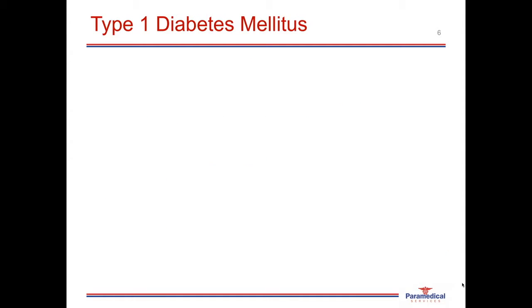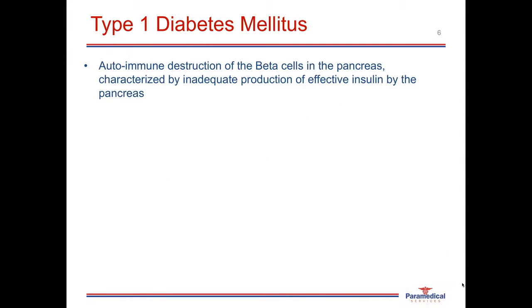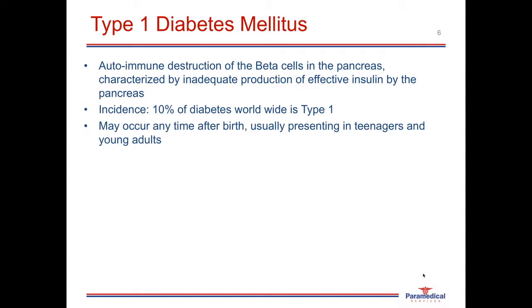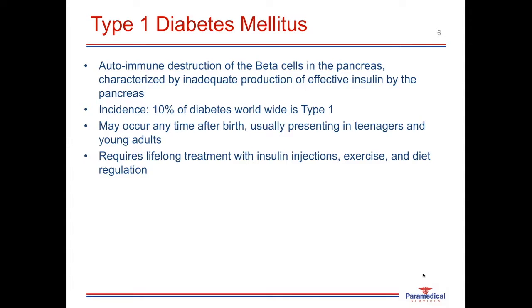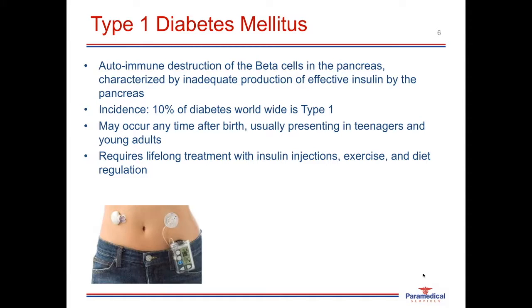Type 1 diabetes is an autoimmune disease where the body attacks the beta cells of the pancreas and destroys them, so no insulin is produced at all. Type 1 diabetes only makes up 10% of all diabetics worldwide. It may occur at any time after birth, but it usually presents in teenage years and in young adults. It requires lifelong treatment with insulin injections, exercise, and diet regulation.